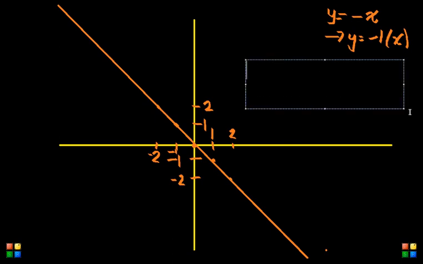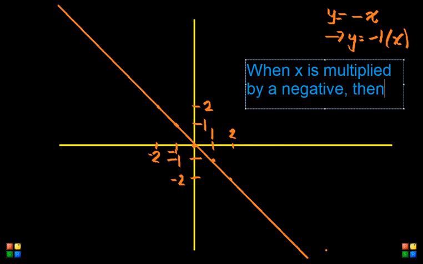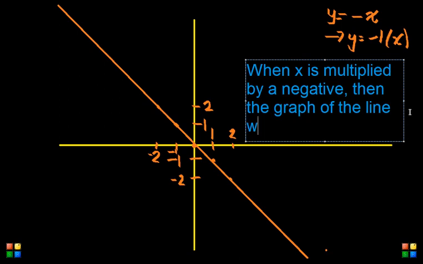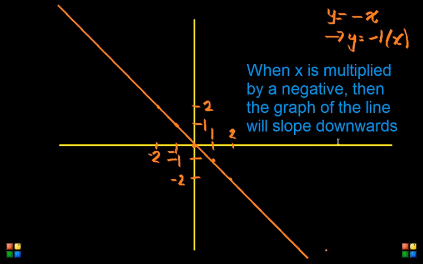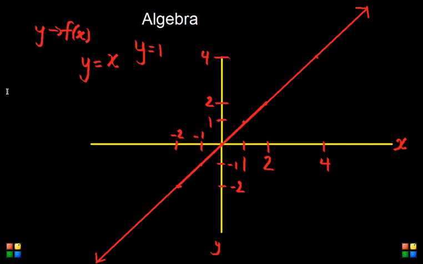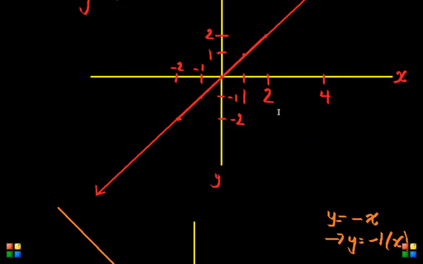So when x is multiplied by a negative, then the graph of the line will slope downwards. Okay? And when x, let me write it out here. Let's do it right here. Let's make a little more room.